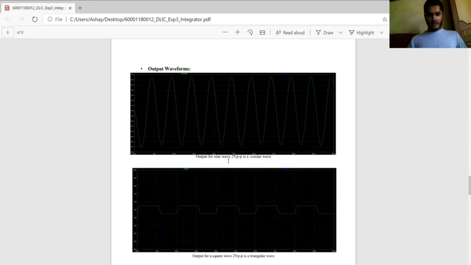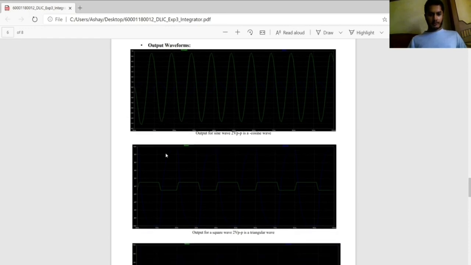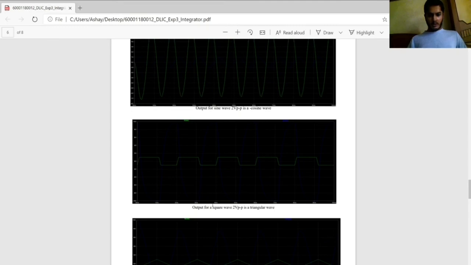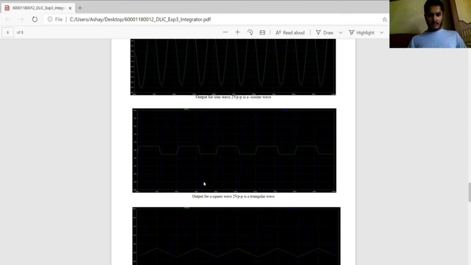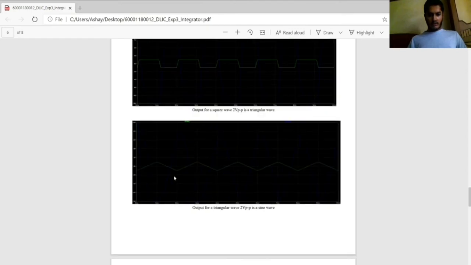So for a sine wave input which is 2 volt peak to peak, we get a cosine wave at the output, which is the green colored waveform. Similarly, for a square wave input, we get a triangular wave, which is blue in color. And for a triangular waveform, we get a sine wave as the output.